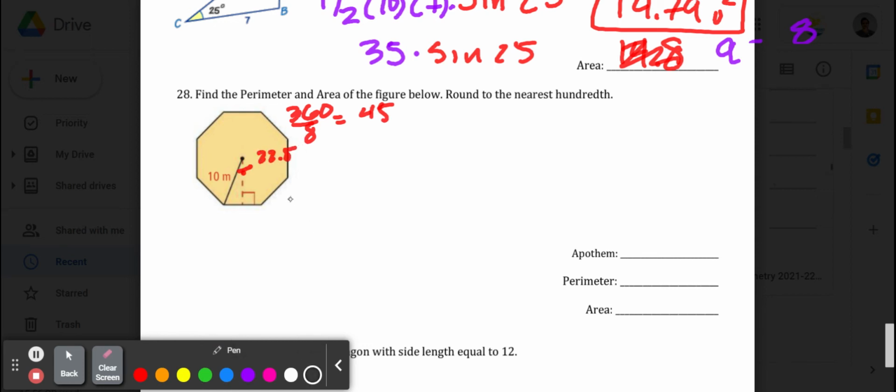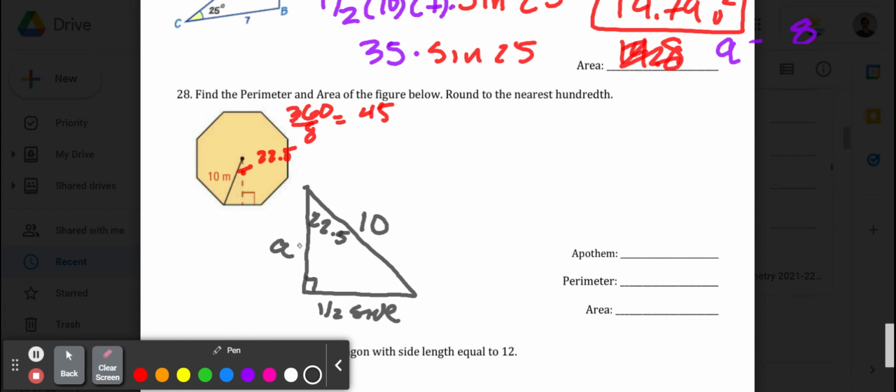So my triangle, we got 10 right here. We got 22.5 there. We got half side. And we have the apothem. And so we set up our googly eyes. We have opposite, adjacent, and hypotenuse. Okay, let's find the apothem first.